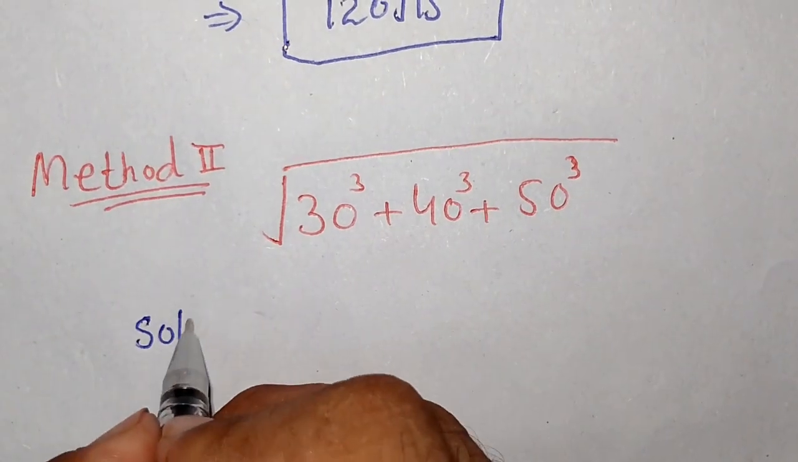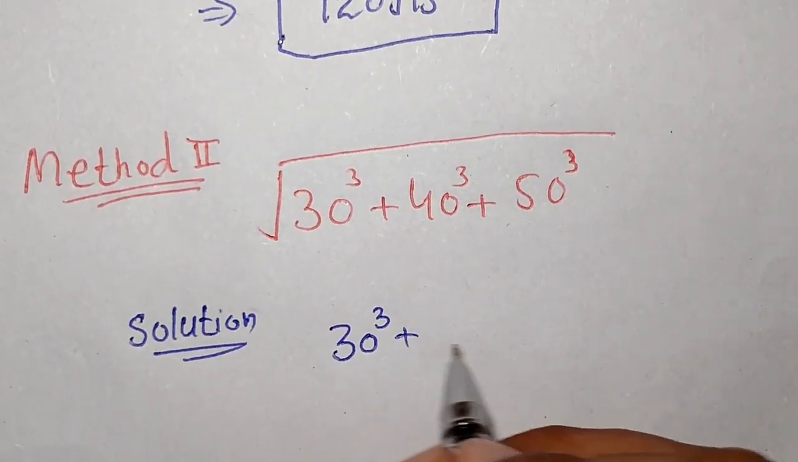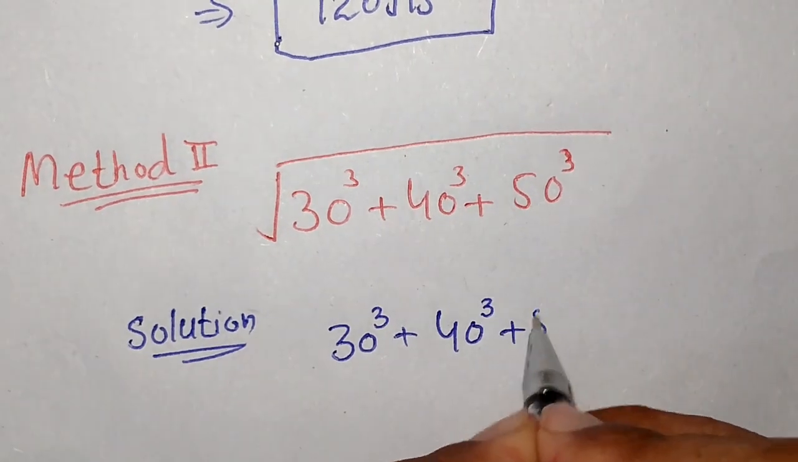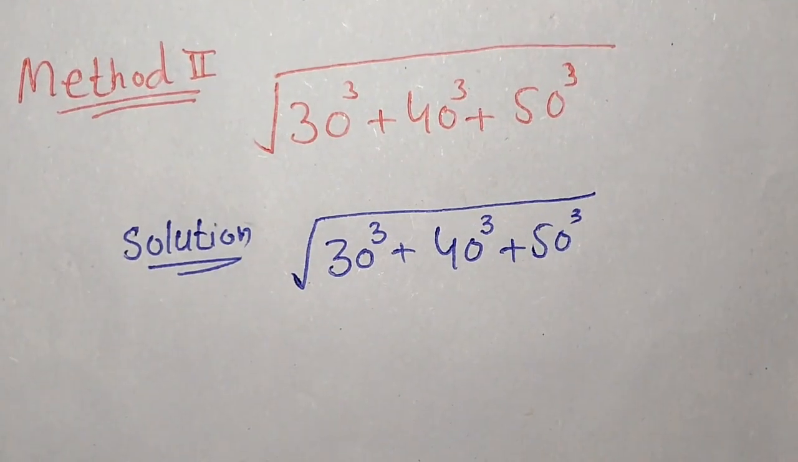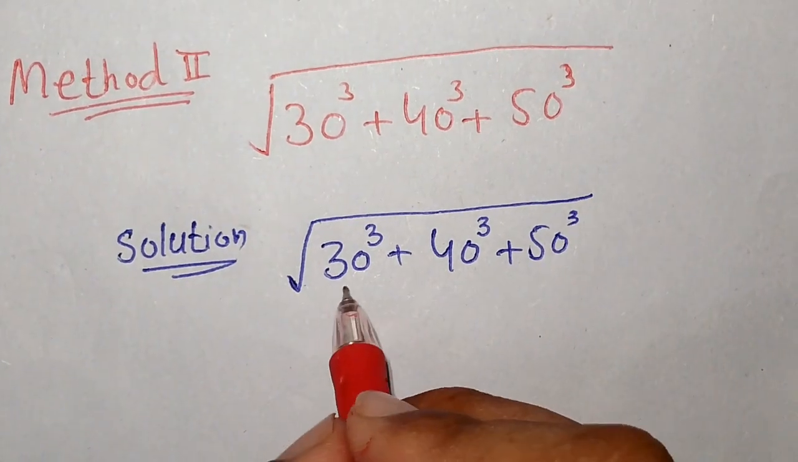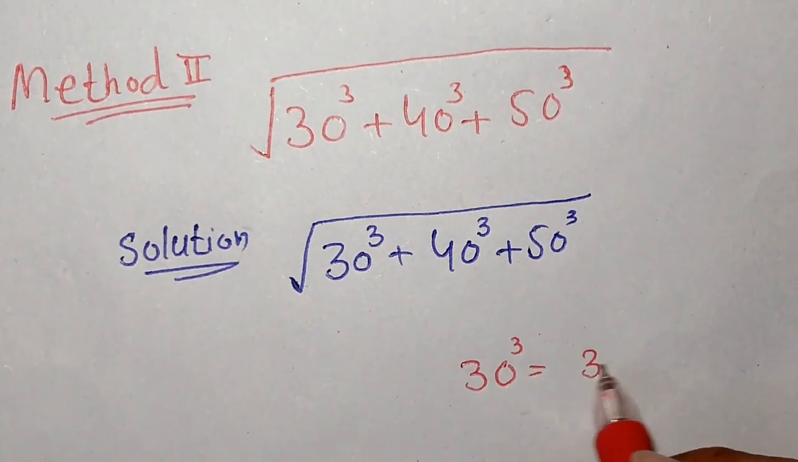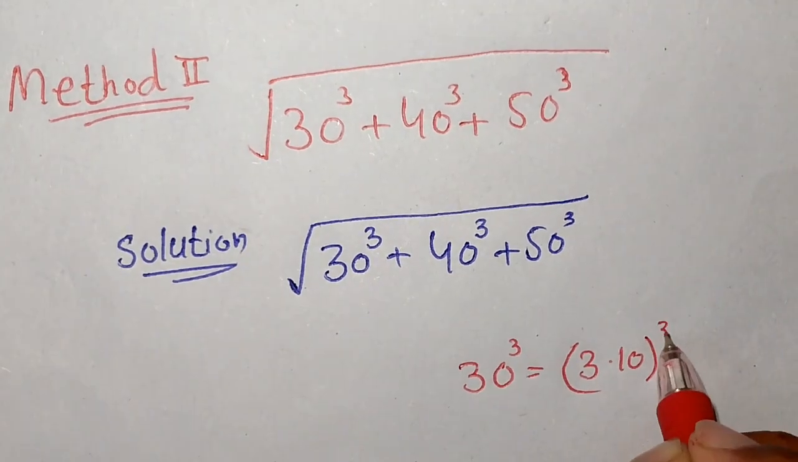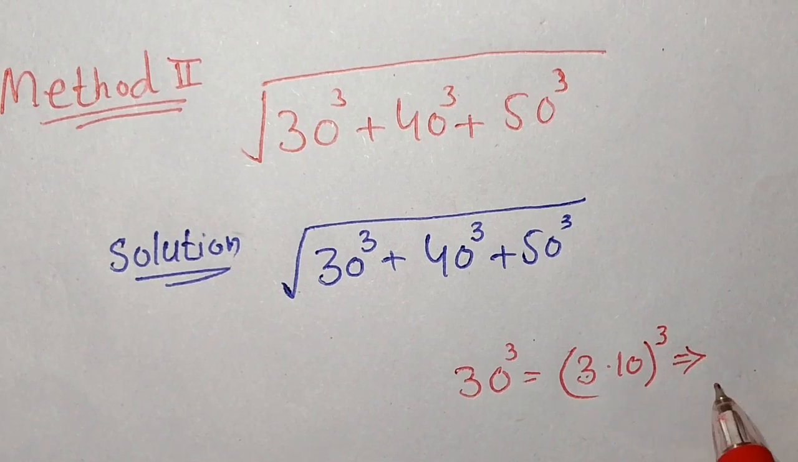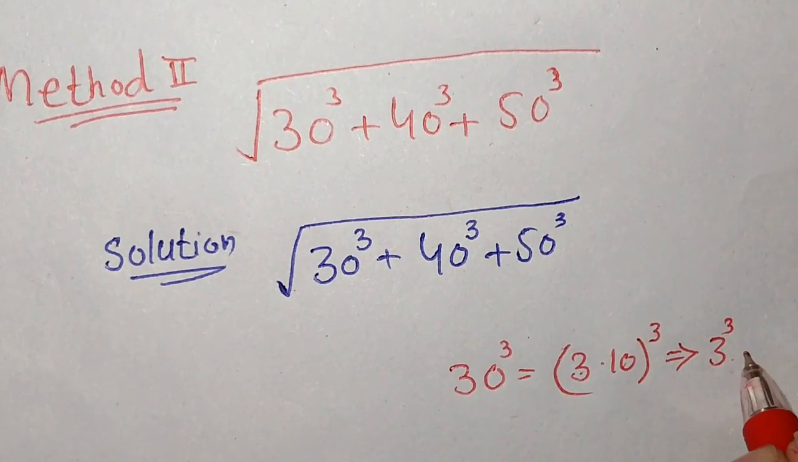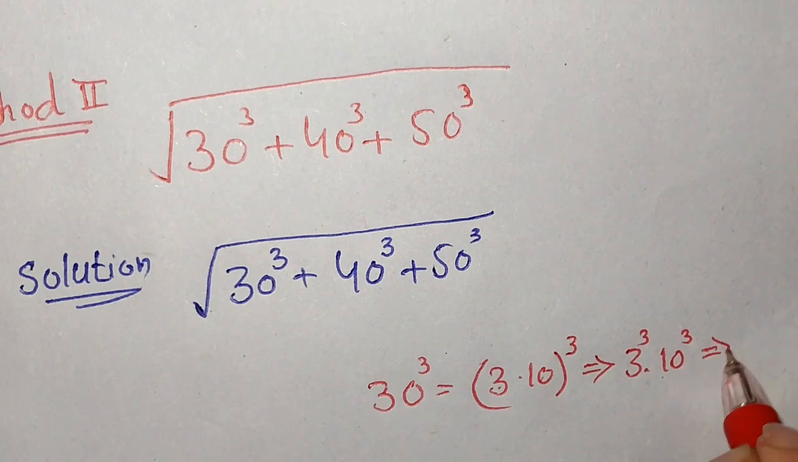So, solution. The question is square root of 30 to the power of 3 plus 40 to the power of 3 plus 50 to the power of 3. In the second method, we can solve this as follows: 30 to the power of 3 is equal to 3 times 10 to the power of 3, and this is equal to 3 to the power of 3 times 10 to the power of 3.